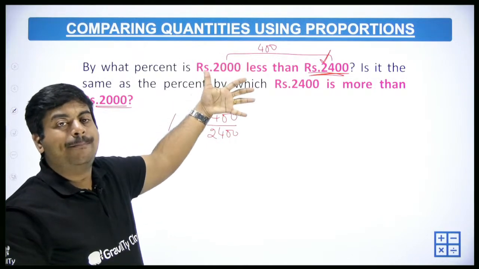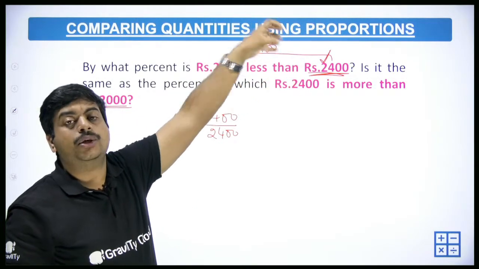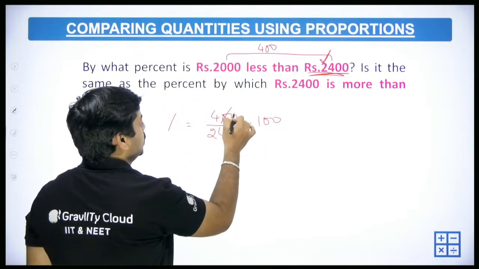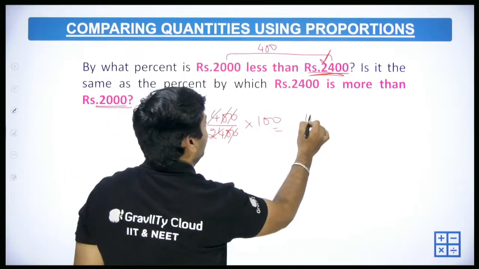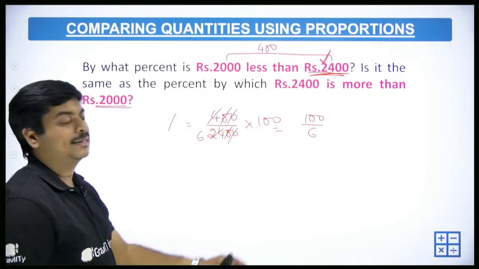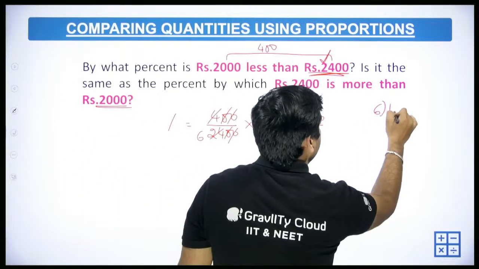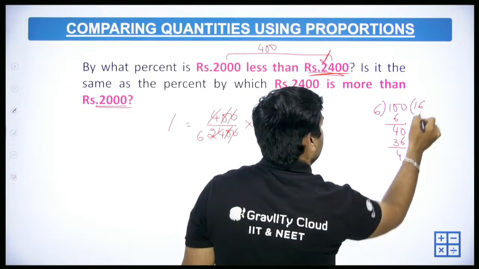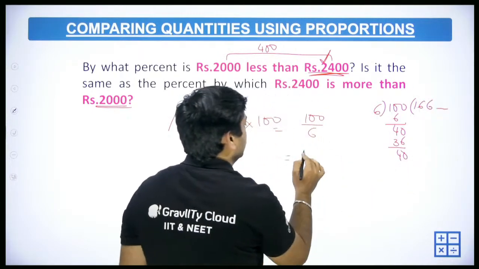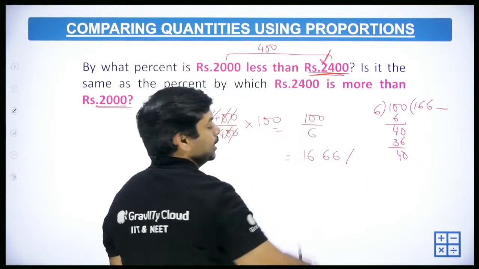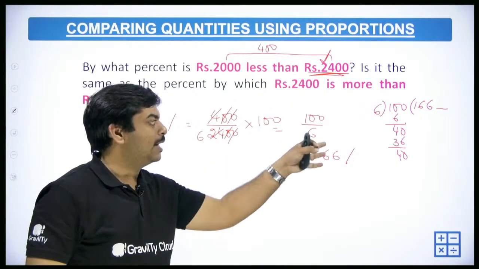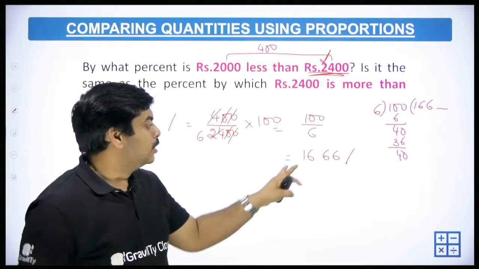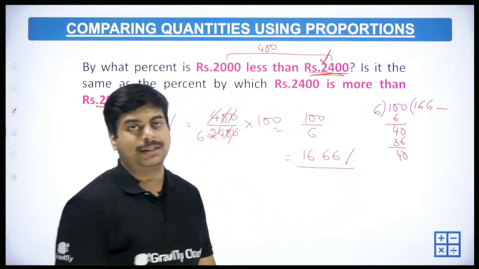See, we are comparing 2000 with 2400. So 2400 should be in the denominator into 100. The zeros get cancelled. 4 ones are 4, so it is 100 by 6. So 6 into 16 is 96, and the remainder is 4, and then 40. 6 sixes are 36, again 4, and that 6 continues. So it is 16.66 percent. We round it to 2 decimals. We don't go beyond that. It is a never-ending recurring decimal, 0.6666 and so on. So we stop at 16.66 percent.